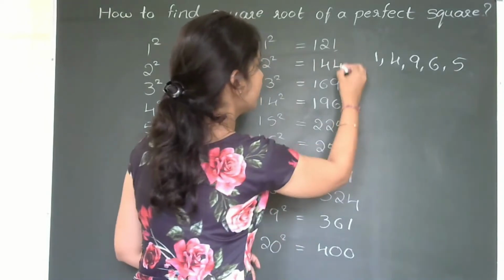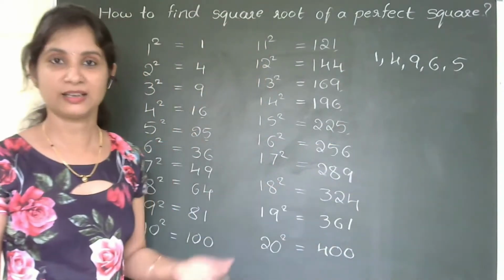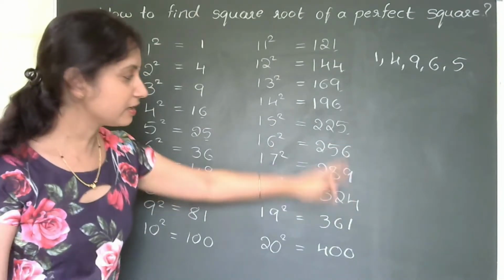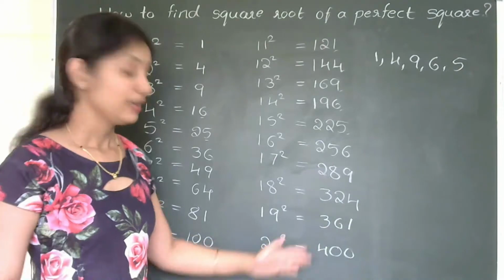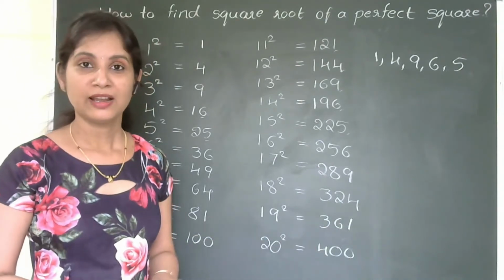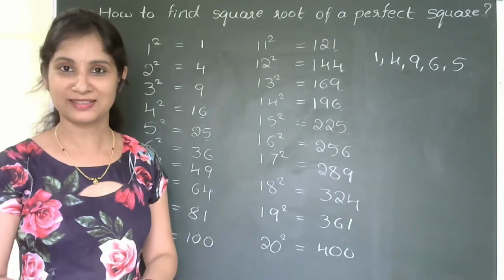1, 4, 9, 6, 5 we are getting, which are repeated. Again in the second set also you will get the same 6, 9, 4, 1. Yes, right. So now we can conclude that only these digits will repeat for perfect squares, right?